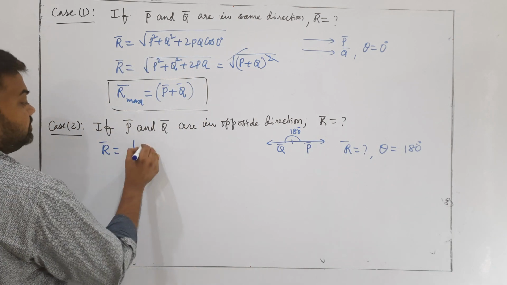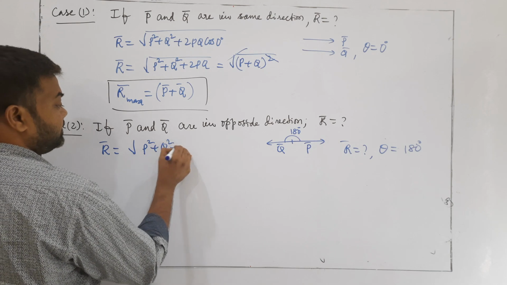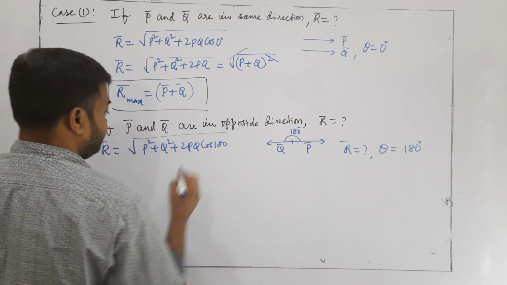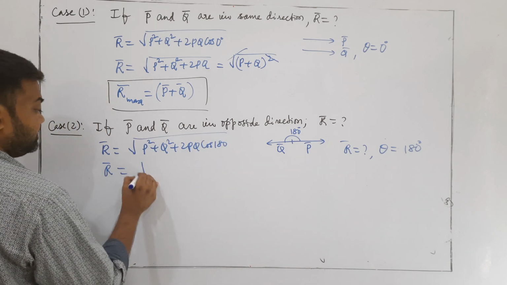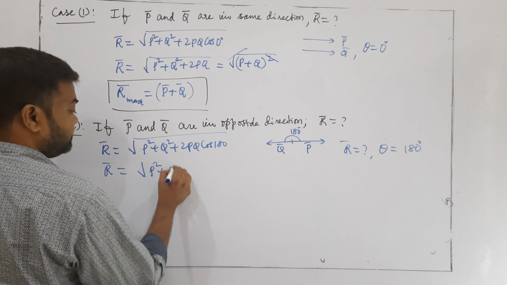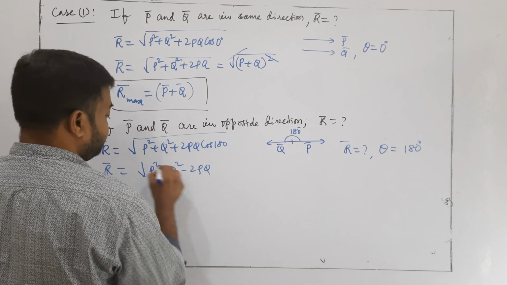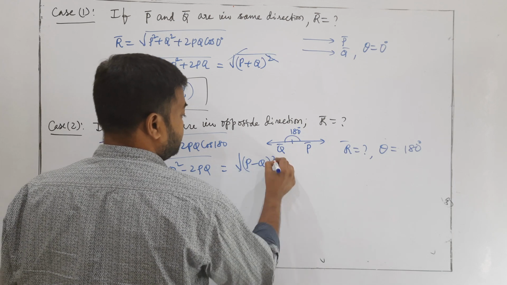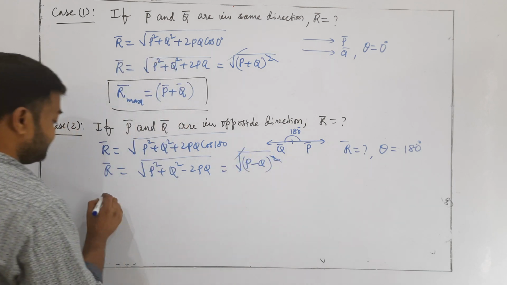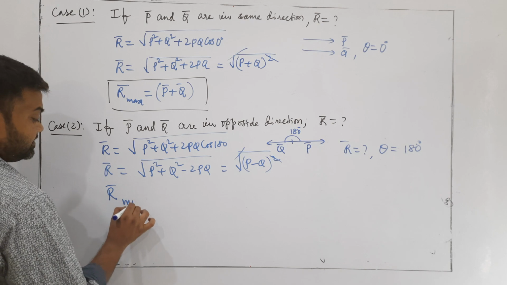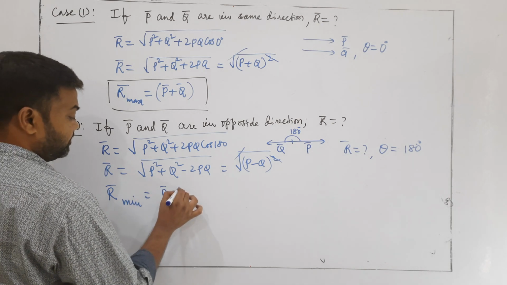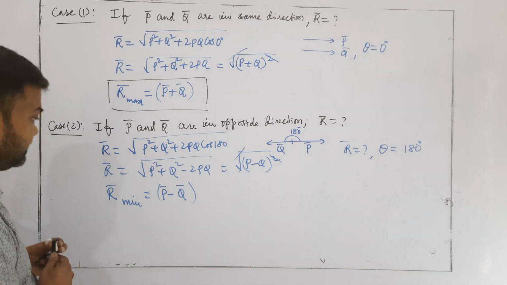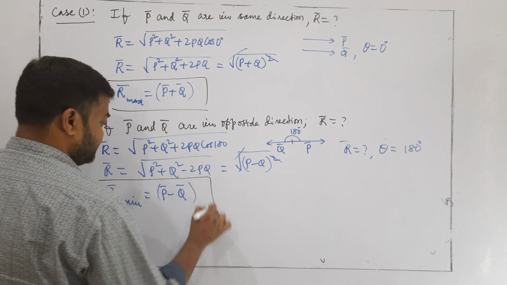R is equal to root of P square plus Q square plus 2PQ cos 180. Cos 180 is minus 1. That's why I can write root of P square plus Q square minus 2PQ. That is nothing but root of P minus Q whole square. The square root gets cancelled, and finally this is what we can write, R minimum is P bar minus Q bar. Like this also we can write. This is case 2.